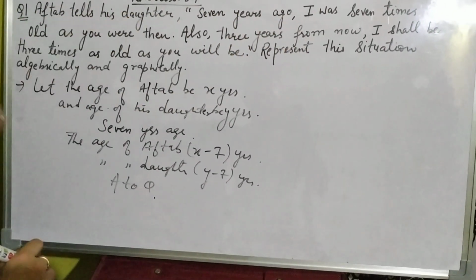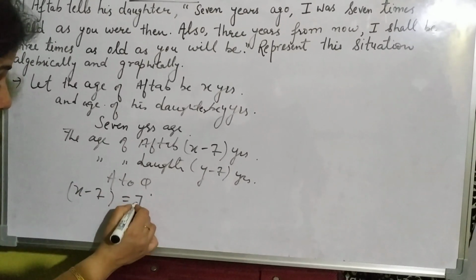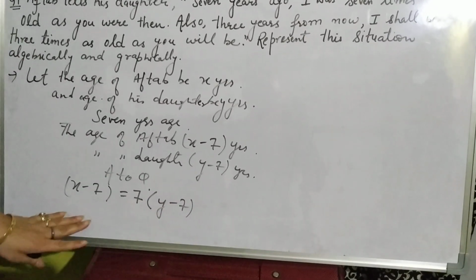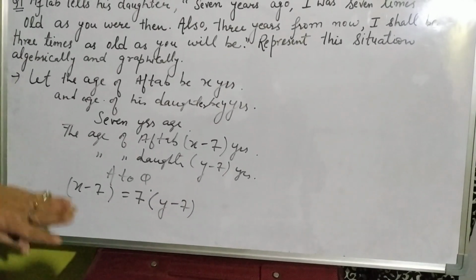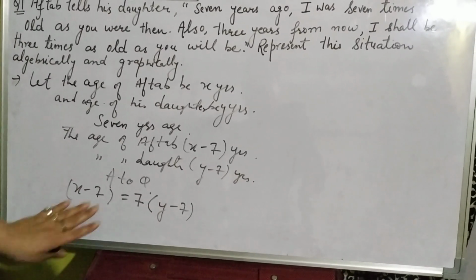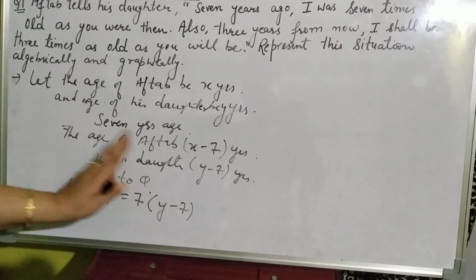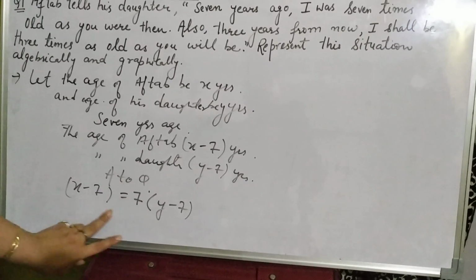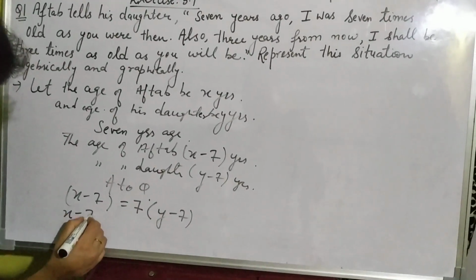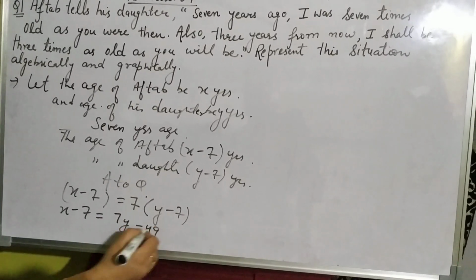Now according to the question, 7 years ago, Aftab was saying that I was 7 times as old as you were then. It means 7 years ago, the age of Aftab was x minus 7, and he was 7 times as old as his daughter was then, right? So x minus 7 is equal to 7 times y minus 7. When we solve this, x minus 7 is equal to 7y minus 49.